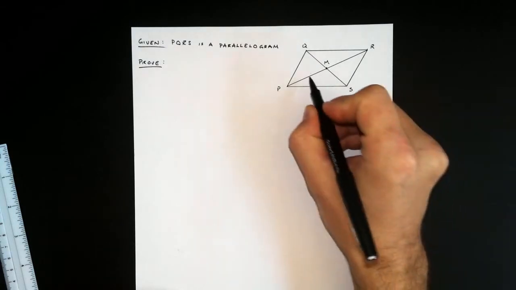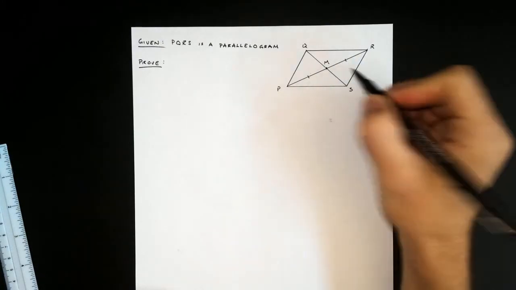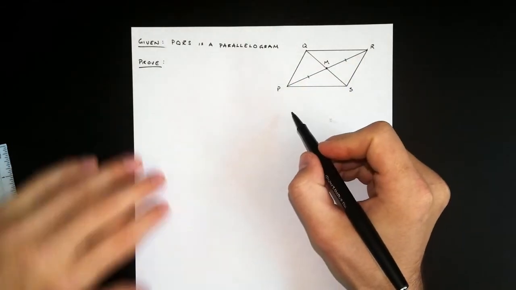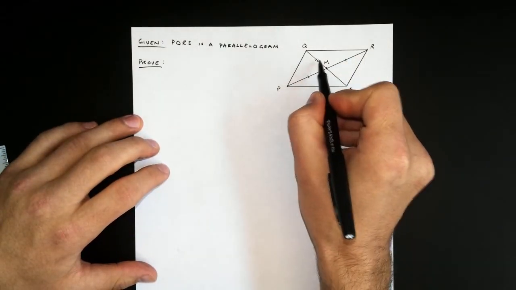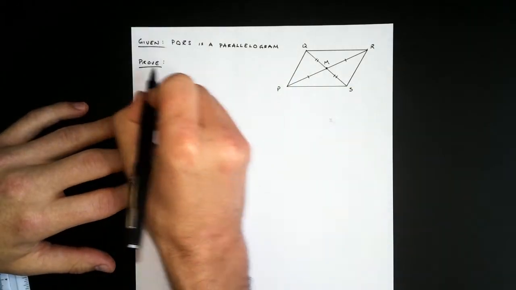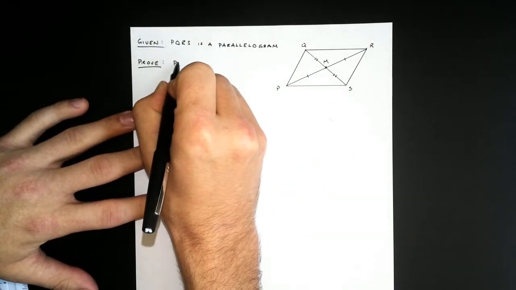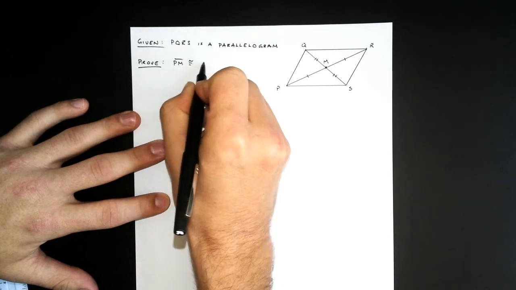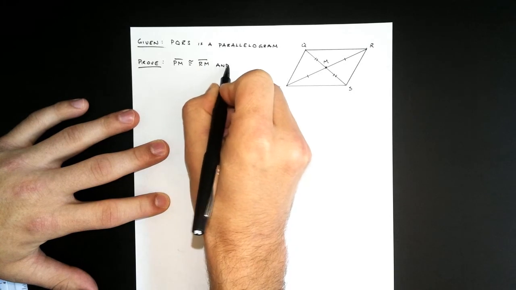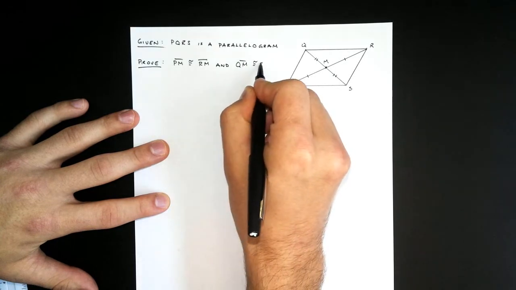But what we want to show is that PM is congruent to RM. Right, so that is getting cut in half. And we also want to show that QM is congruent to SM. So that diagonal is getting cut in half. So what we want to prove, if we write that down, is that PM is congruent to RM, and we also want to show QM is congruent to SM.